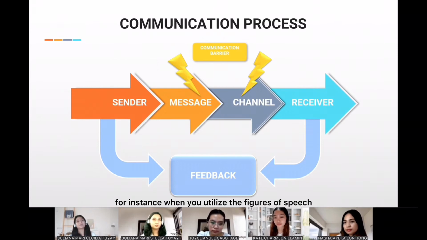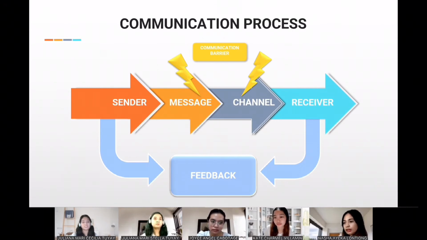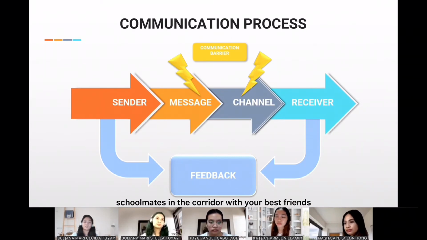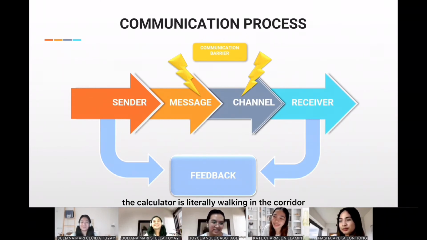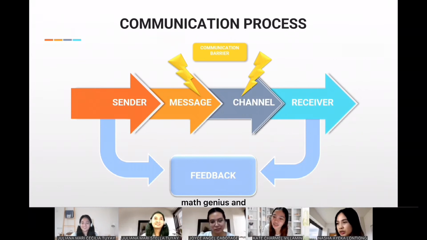For instance, when you utilize figures of speech, it must be clear to your audience or the recipient of the message, such as when you run into your smartest schoolmates in the corridor with your best friends and you tell her that, you know what, he is known as a walking calculator. You don't mean that the calculator is literally walking in the corridor. But the boy you run into is a math genius.